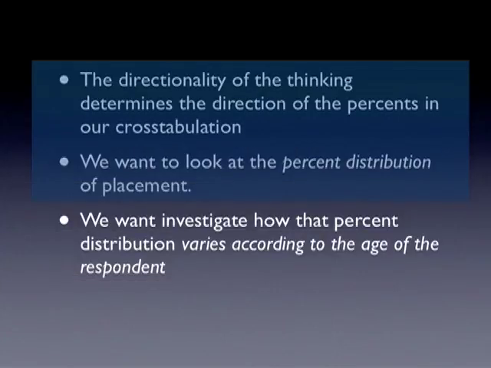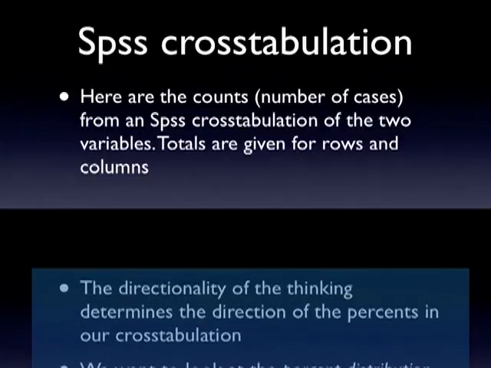That's what we would be interested in if we were just looking at the variable by itself. And in the case of a cross-tabulation, we're interested in how that percentage distribution varies according to the age of the respondent. That is to say, we think that each age of the respondent is going to produce a distinctive percentage distribution of the dependent variable.